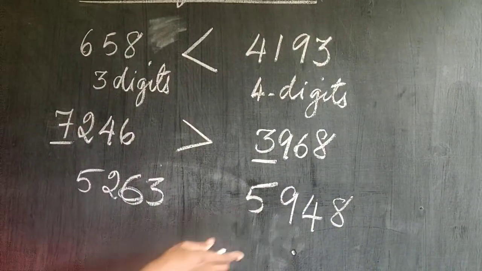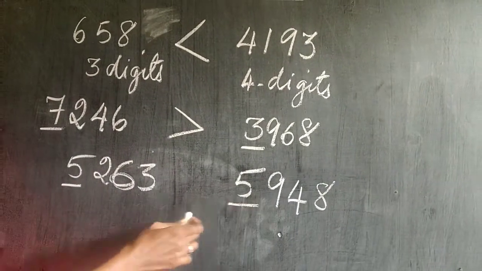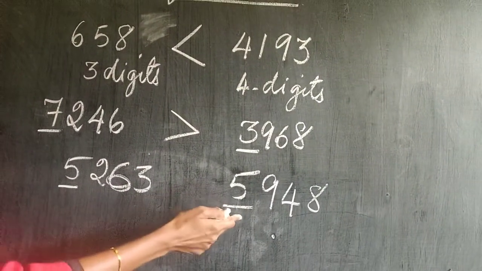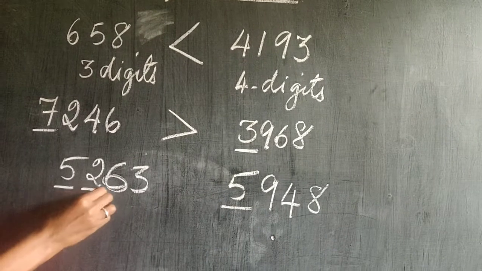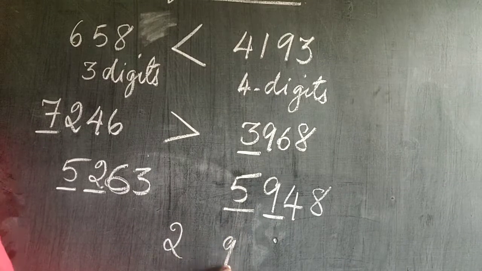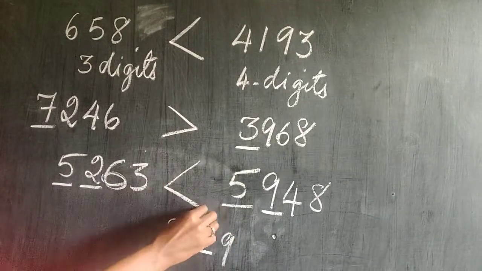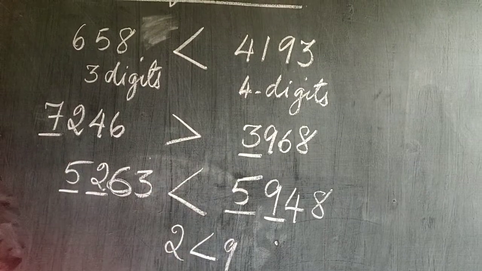If we take these two numbers and compare the first digit, here 5 and here 5, both are equal. If both are equal, then you have to compare the next digit, here 2 and here 9. Between 2 and 9, 9 is greater. Since 9 is greater, this number will be the greater number. So this is the way we compare the numbers.